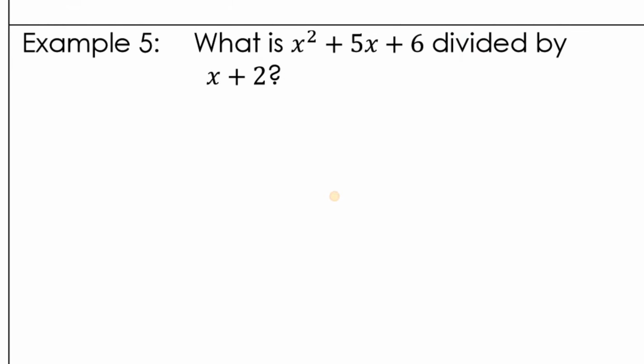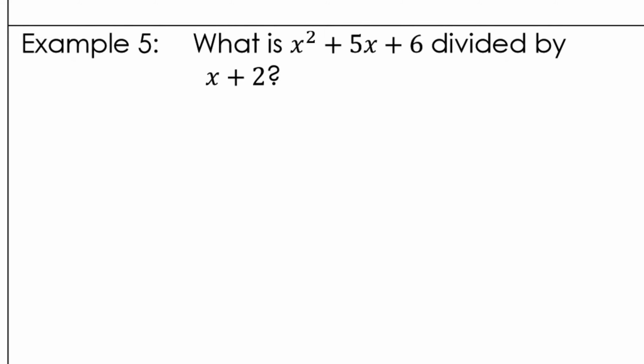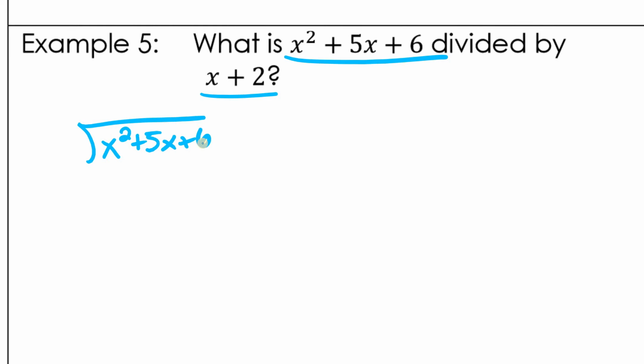All right, on example 5, it's telling us to divide a trinomial by a binomial. When you get into the upper level maths, you're going to end up learning how to do long division with these. x squared plus 5x plus 6, and then x plus 2 on the outside. And you will divide. You always put them in descending order, and then you divide. How many times does this go into the first term, etc., and you work your way down. We're not going to do that.